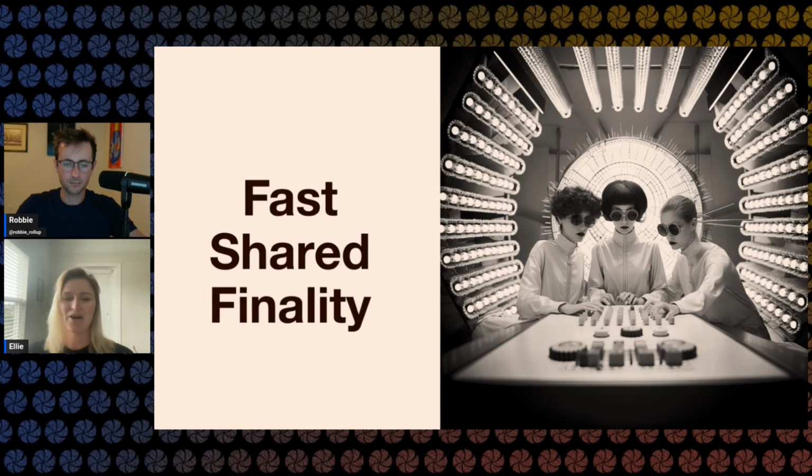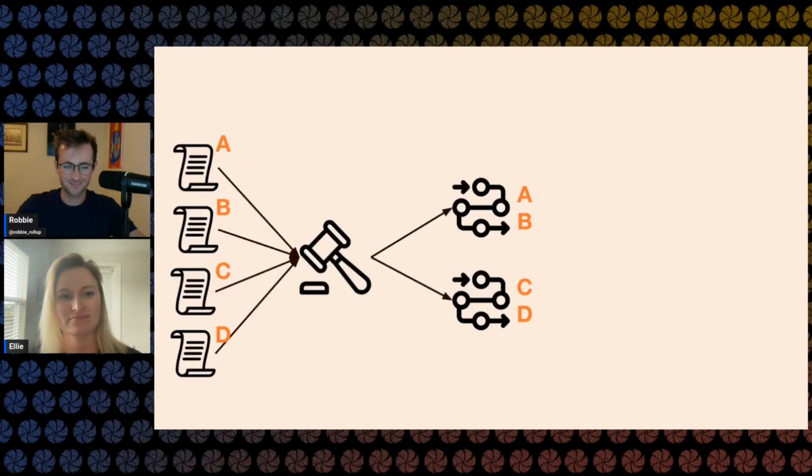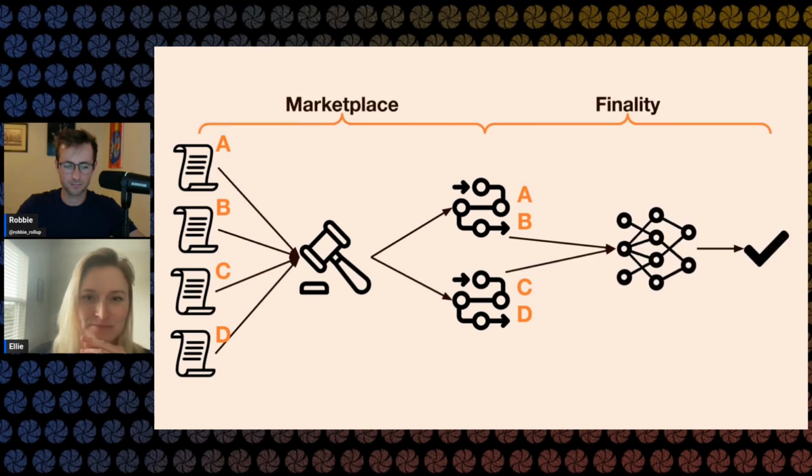All right, now I'm going to go on to the fast shared finality portion of Espresso. So we have our same picture of the auction. The rollups sell their sequencing rights and sequencers bid on them, but we're going to add a few more steps. So this is the marketplace, and then to the right, we're adding the finality layer. What happens with the finality layer is that the blocks that the sequencers produce get sent to the Espresso network, and the Espresso network finalizes them.